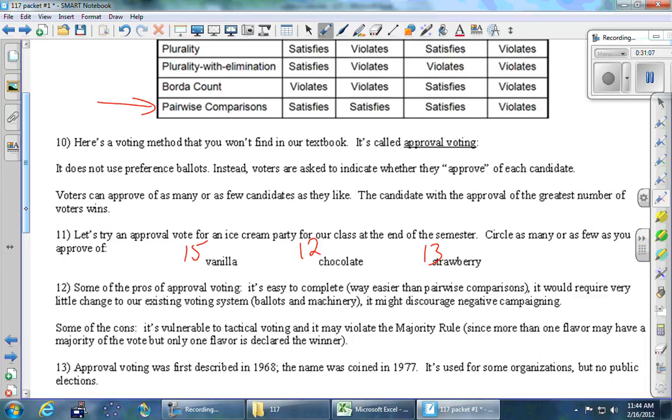You guys remember that was the order that we picked them before? Yeah, and you can see that the outcome changes depending on how you count the vote.